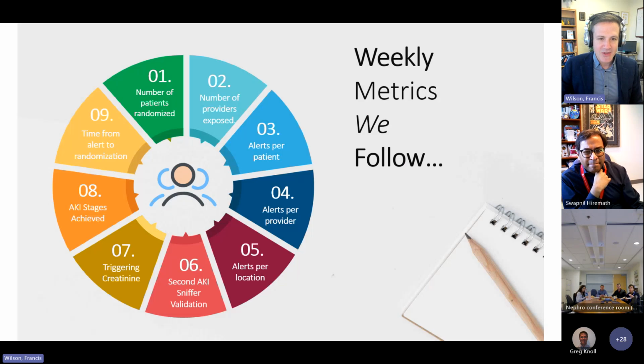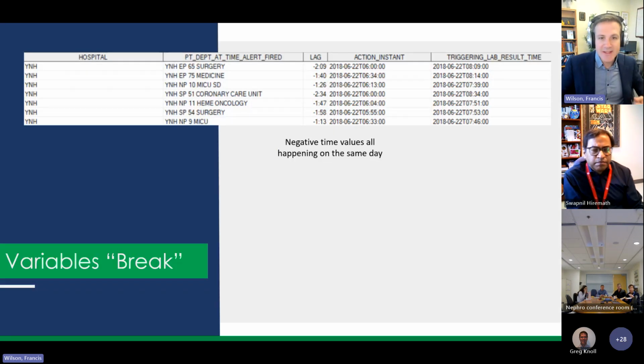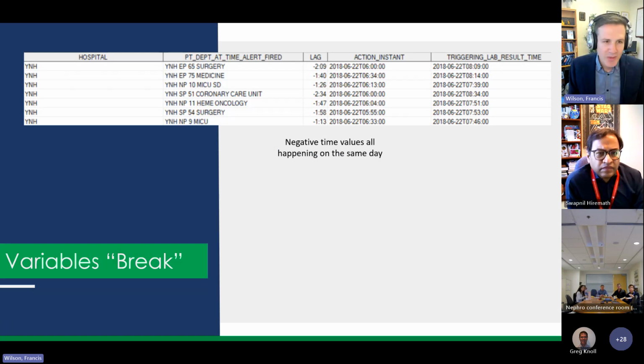So we follow a variety of metrics: the number of patients randomized, of course, the number of providers who see alerts, the alerts per patient, the alerts per provider, the alerts per location. We have a second AKI sniffer that operates on a different data source to validate the first one, and so on and so forth. And it's important to note that variables can break when you do studies like this. So here's a real life example.